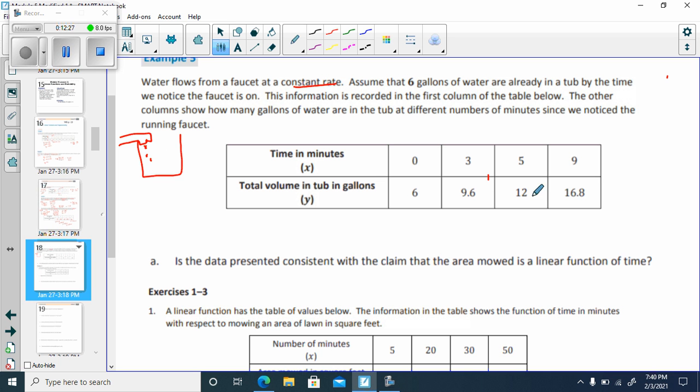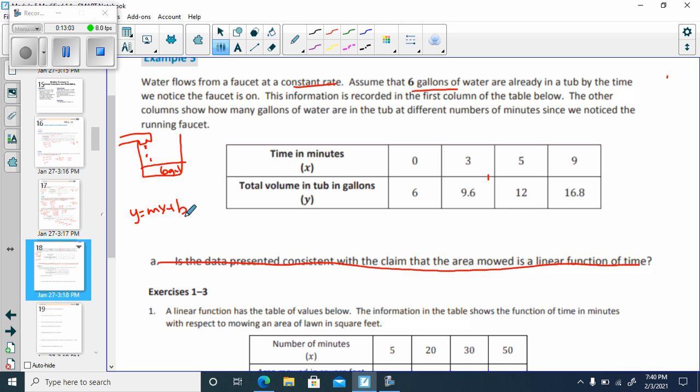At a constant rate, so it's a linear equation. Y is equal to mx plus b. Assume that 6 gallons of water is already in the tub. So now we've only got 6 gallons in, okay? The information is recorded in the first column. At 0 minutes, 6 gallons. At 3 minutes, 9.6. At 5, 12. At 9, 16.8.